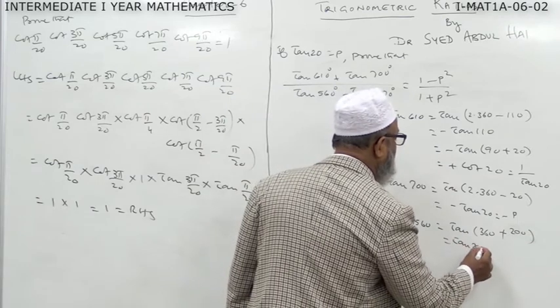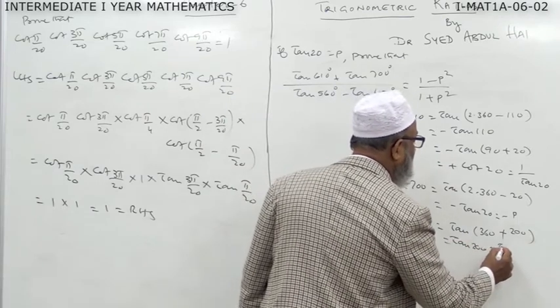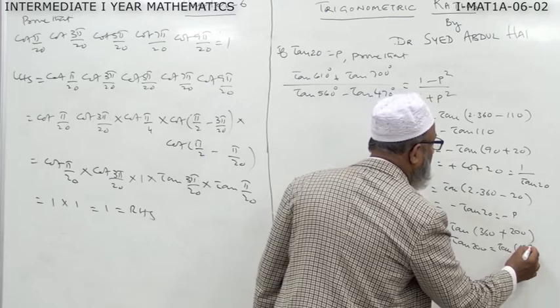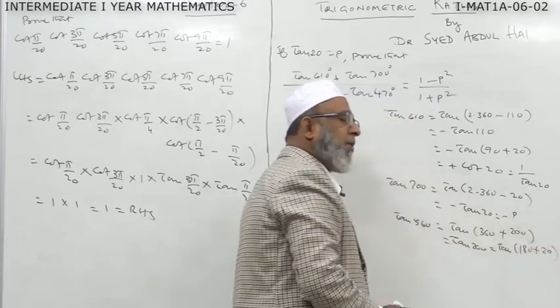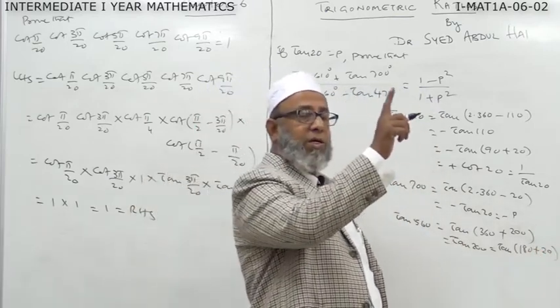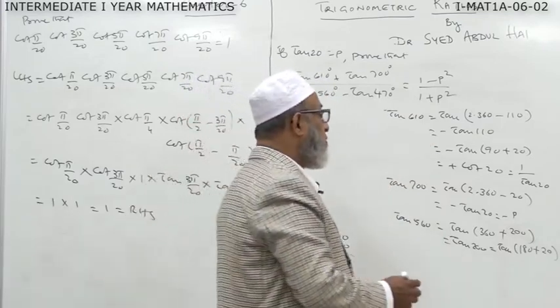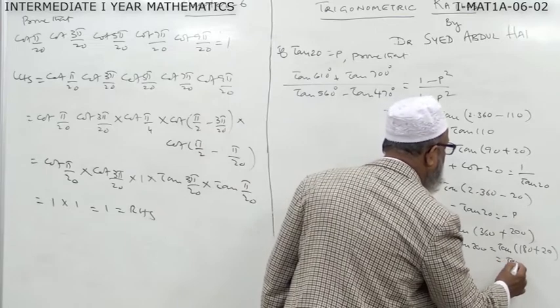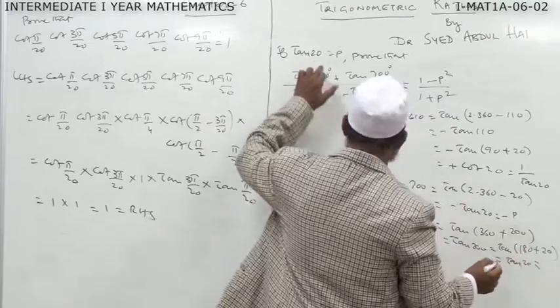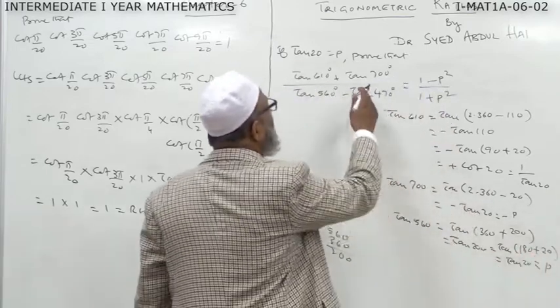That is tan 200. Tan 200 can be written as tan (180 plus 20). In the third quadrant, tan is positive. So it is nothing but tan 20. What is tan 20? Again, tan 470.